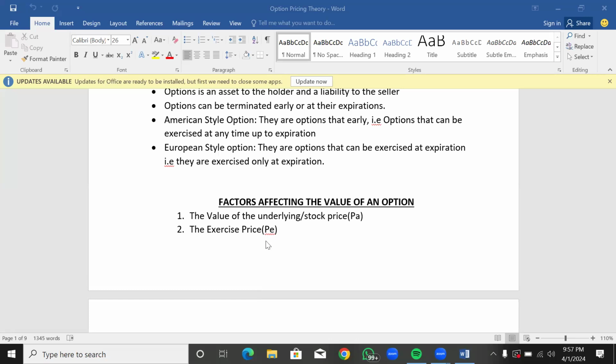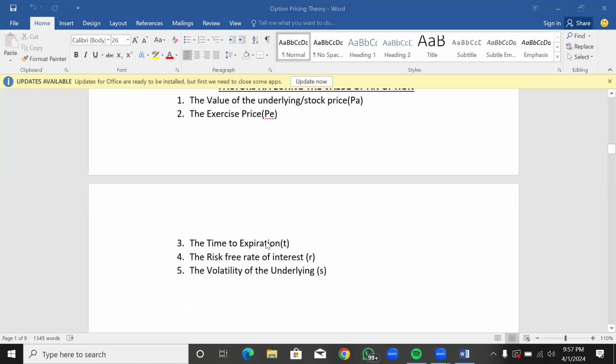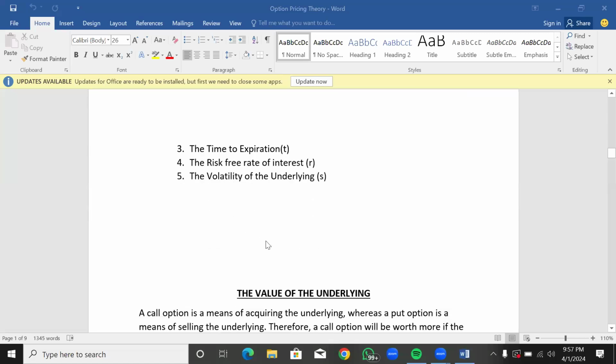You can check some textbooks, and this is not what they represent them as. Please, they are still the same thing. You can decide to use your own A, you can decide to use your own E, anything, but at least know what you are doing. So time to expiration is represented with T, risk-free rate of interest is represented with R, and volatility of the underlying, which is also your standard deviation, is represented with S.